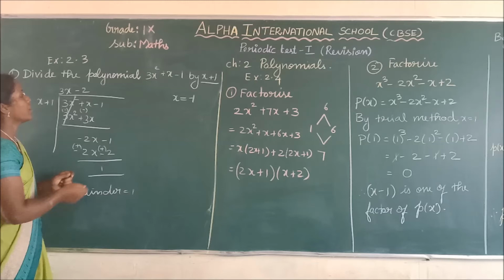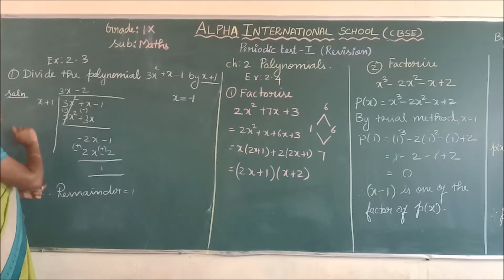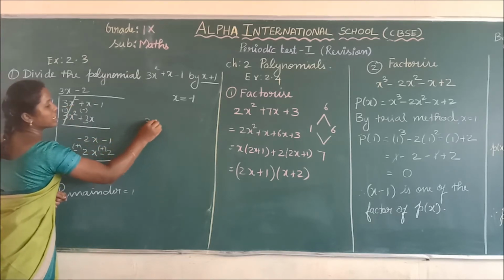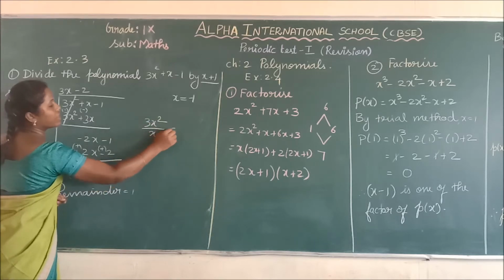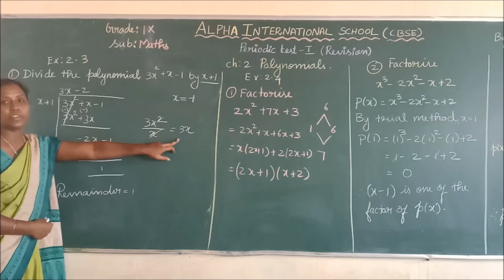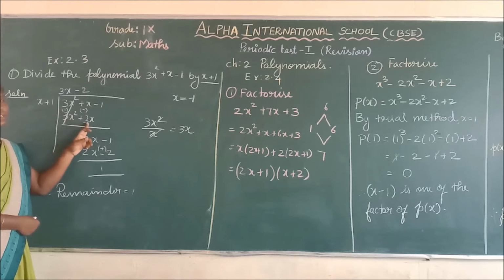See here. What is the given polynomial? 3x square plus x minus 1 is divided by x plus 1. Concentrate on the first term. Here the first term is 3x square, and the divisor's first term is x. If we divide those two terms, we get 3x. So that is the first term of the quotient. Then 3x into x is 3x square, and 3x into the second term plus 1 is plus 3x.